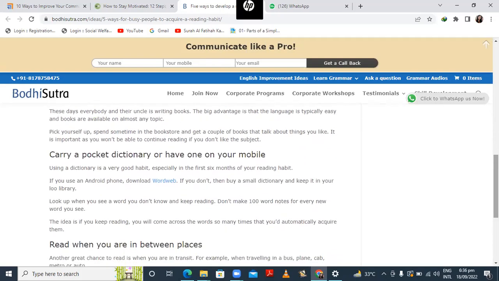Carry a pocket dictionary or have one on your mobile phone. See, make sure that you have this one, Word Web. This one is an amazing dictionary where you will find a lot of words and you can search for them. I think it's free. So make sure that you have a dictionary in your phone all the time.